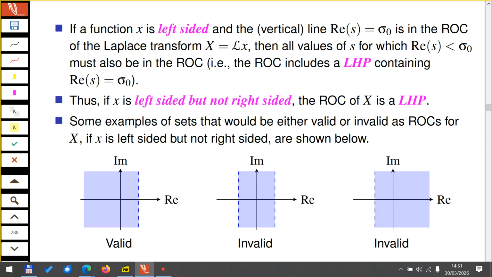Now, how about this one? If we have a function which is left-sided but not right-sided, the ROC must be a left half plane. So why is this valid? It is a left half plane. Why is this invalid? It does not extend to negative infinity, right? The requirement for a left half plane is that it must extend to negative infinity. And why is this invalid? Because it's a right half plane, right? And a right half plane cannot be a left half plane.